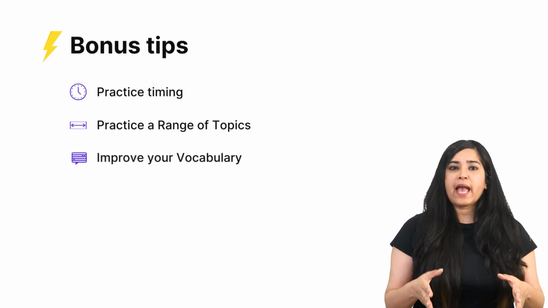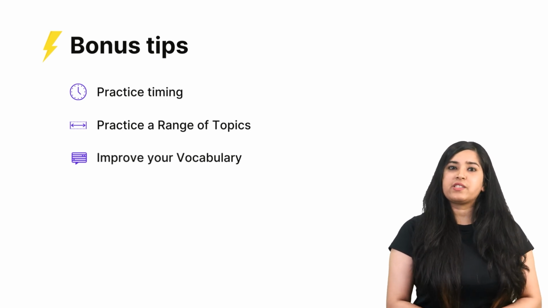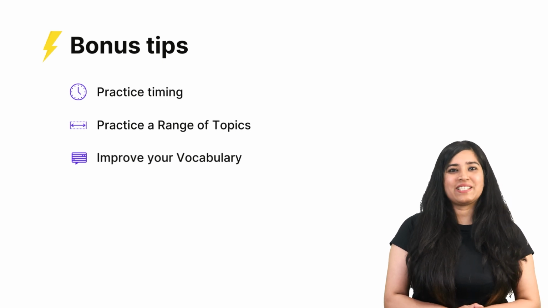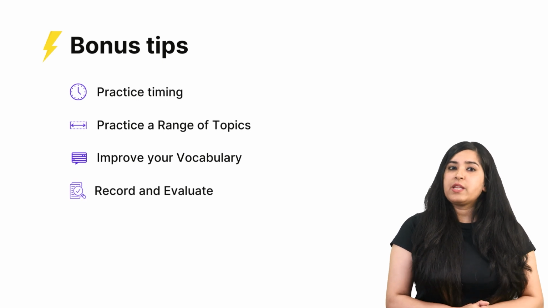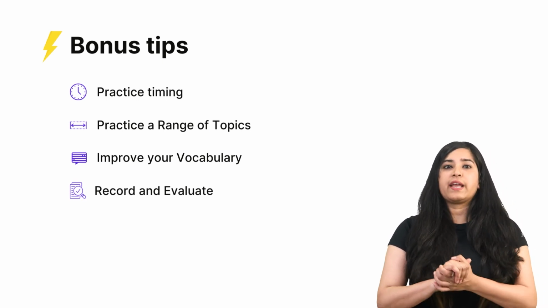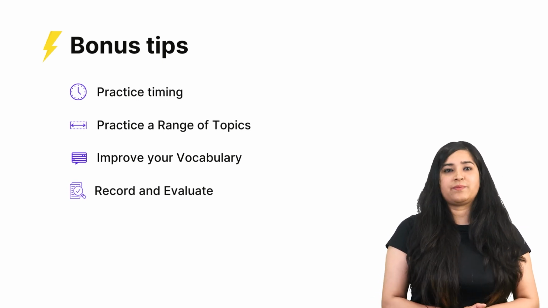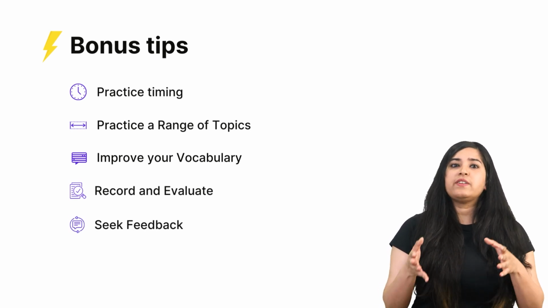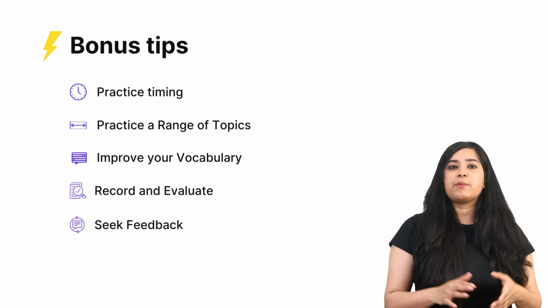Next, improve your vocabulary. Enhance your vocabulary by reading and listening to diverse materials. Use synonyms and idiomatic expressions to make your speech more engaging. Also, record and evaluate. Like we mentioned in point 1, record your responses and evaluate them. Pay attention to the areas where you can improve, such as pronunciation, word choice, and fluency. And last but not least, seek feedback. If possible, have a native English speaker or a proficient English speaker review your responses and provide feedback.